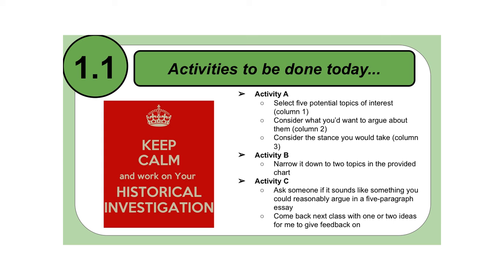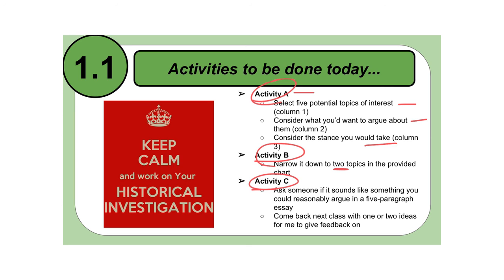So what do you need to do today by the end of class? You want to make sure in your workbook that you're looking at activity A, and you're going to select 5 potential interest topics in the first column, and then what you'd like to argue about them in the second column, and then consider the stance that you would take on them in the third column. So you're going to do that in activity A. And in activity B, you're going to narrow it down into 2 topics. You're going to take the 5 that you chose and then narrow it down into 2.